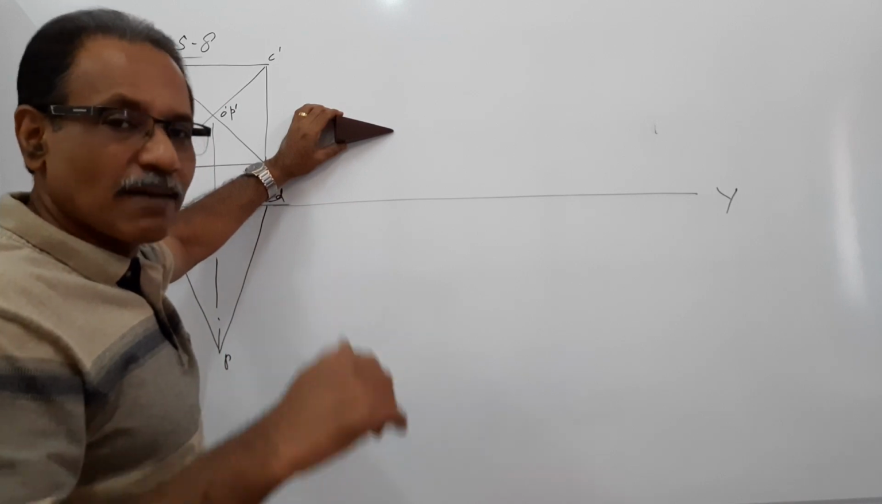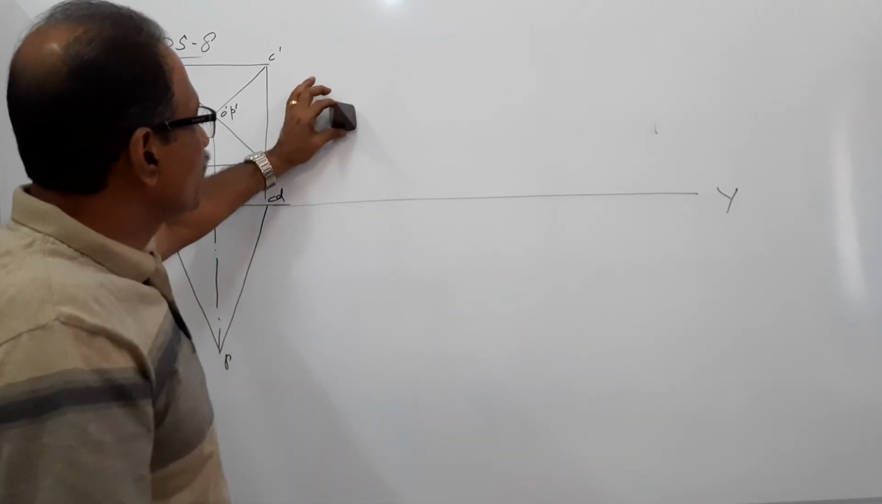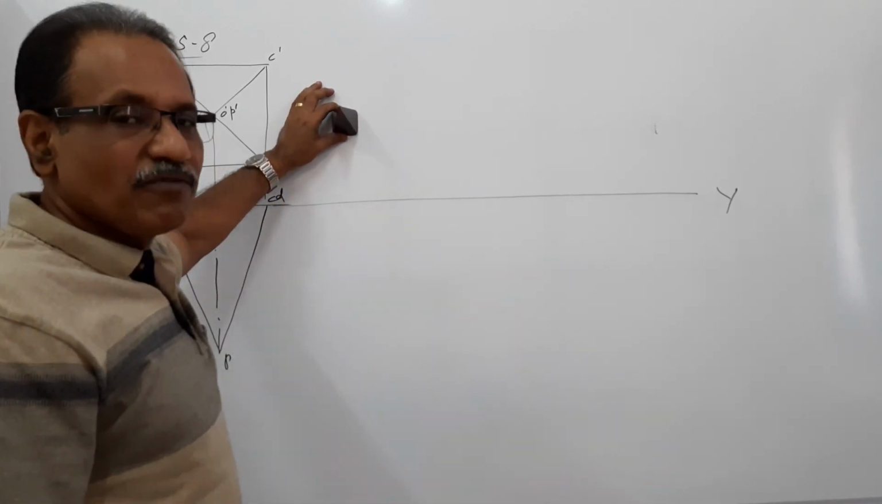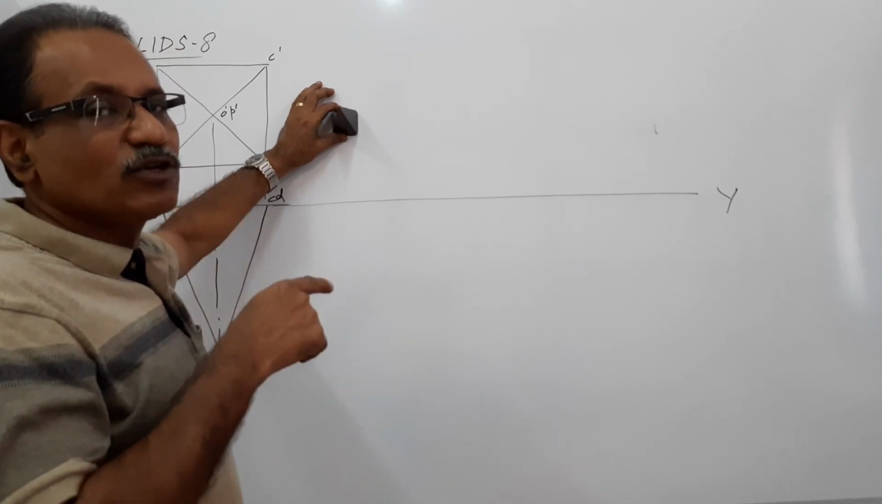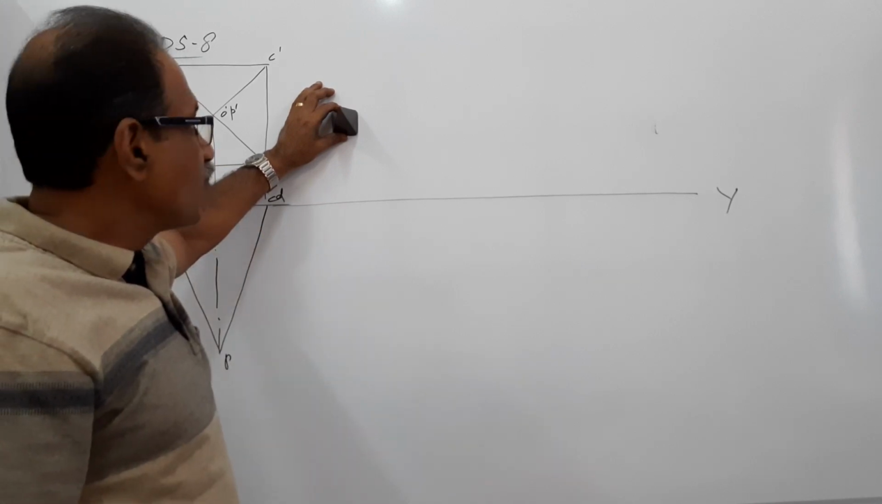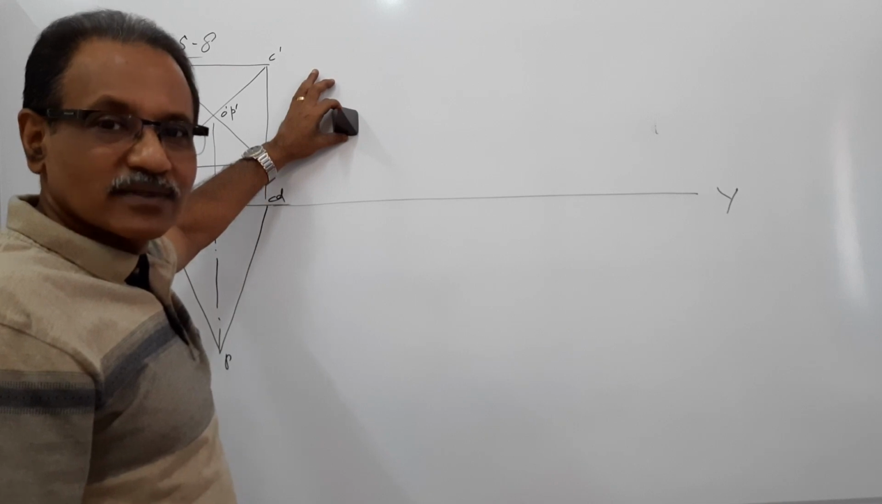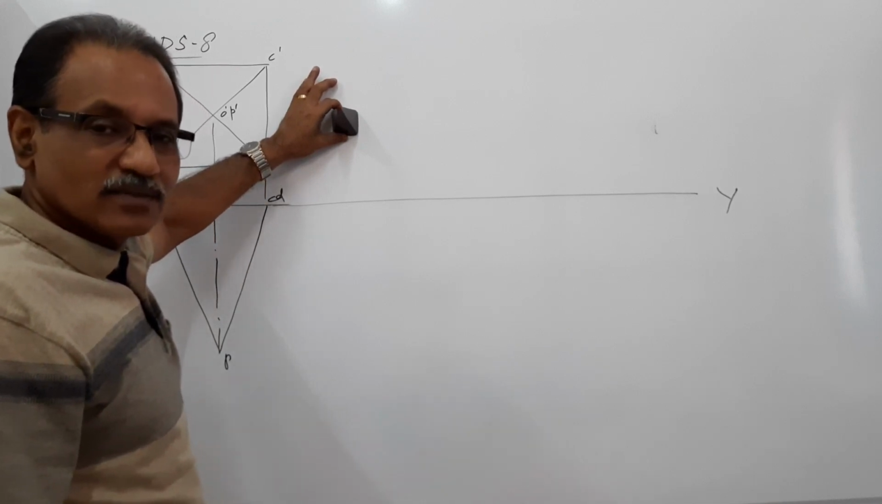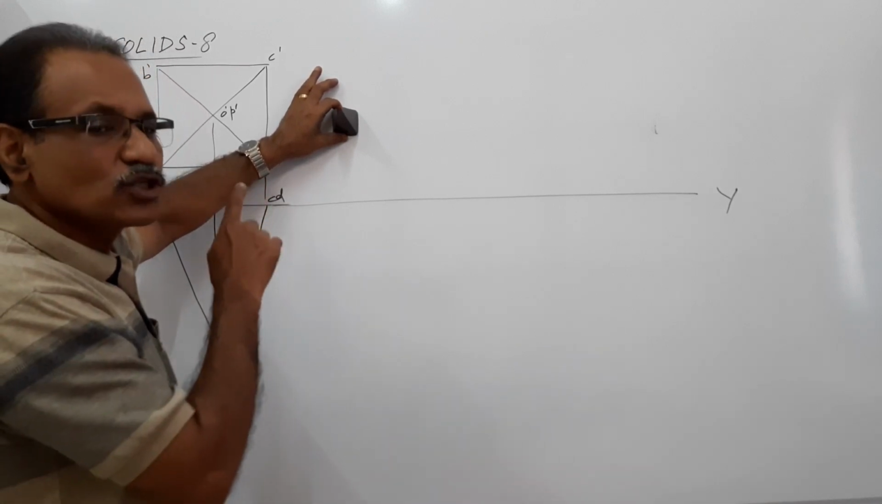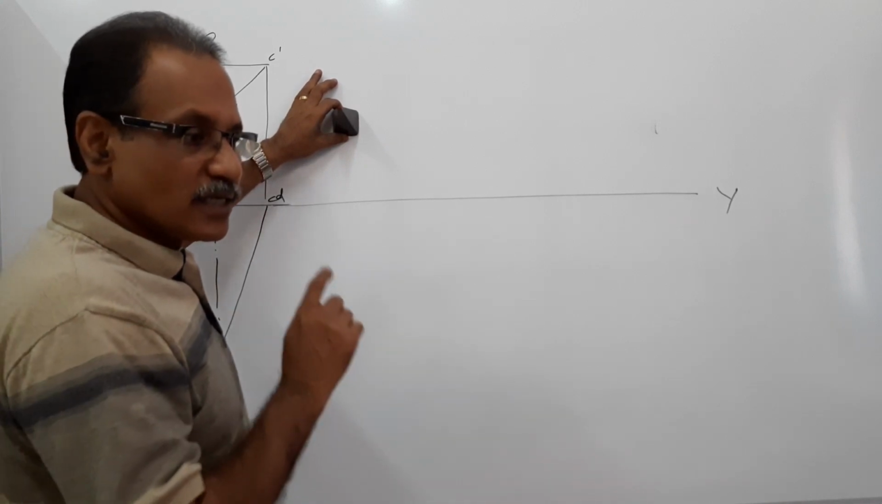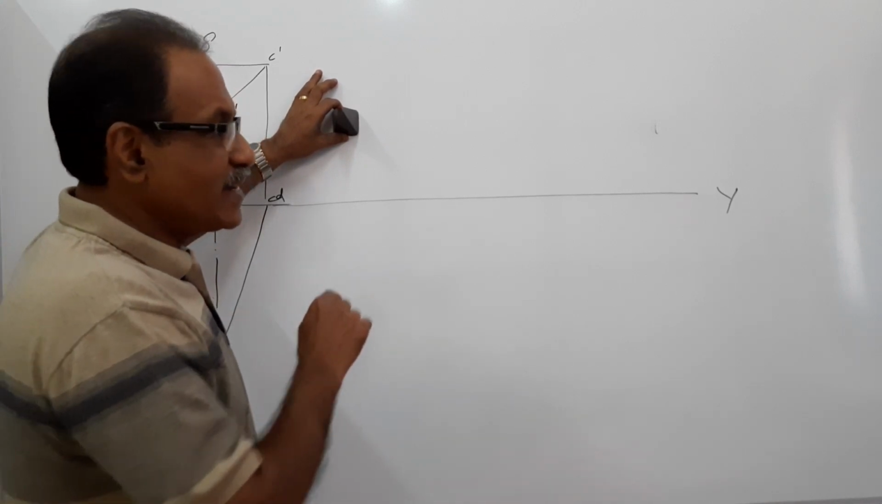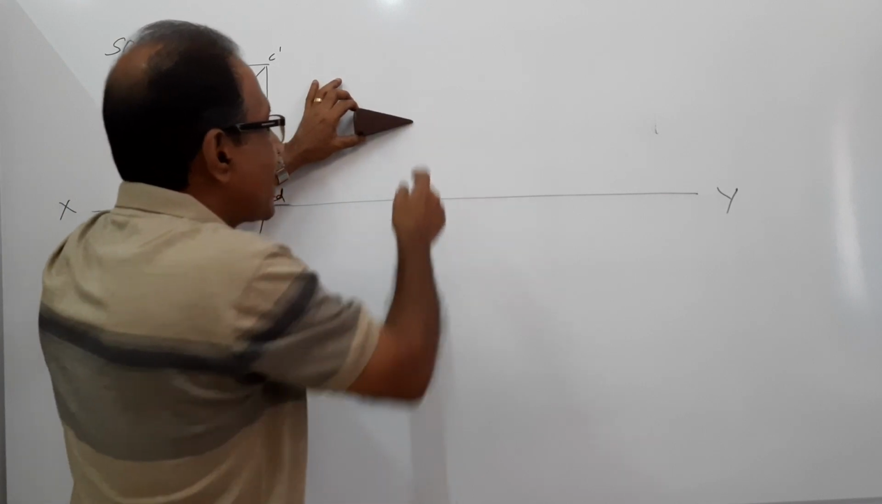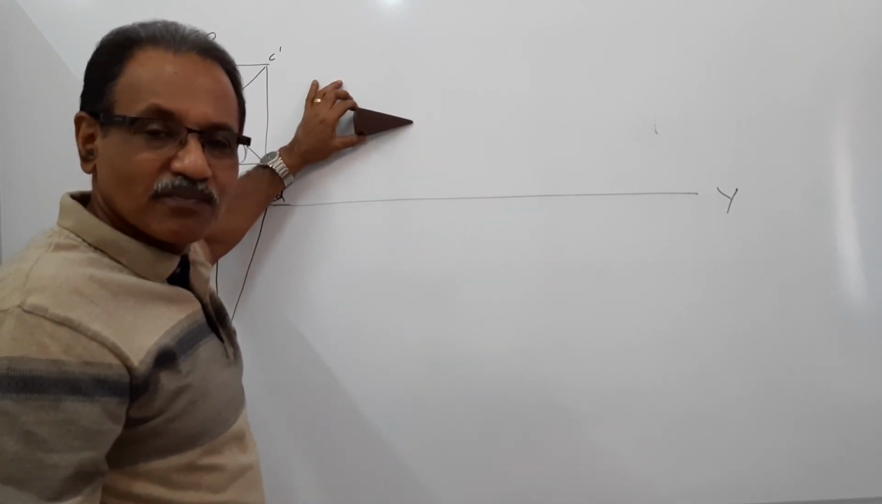Okay, let's come back. If you keep this simple position, how is the axis now? Axis is parallel to HP and perpendicular to VP. What is the elevation? Elevation is a square. What's the plan? Plan is a triangle. This plan and this plan are geometrically the same.